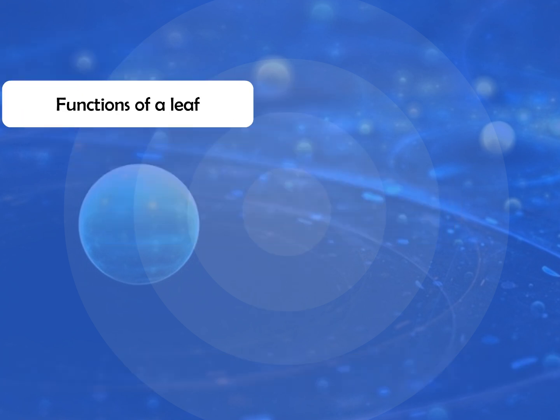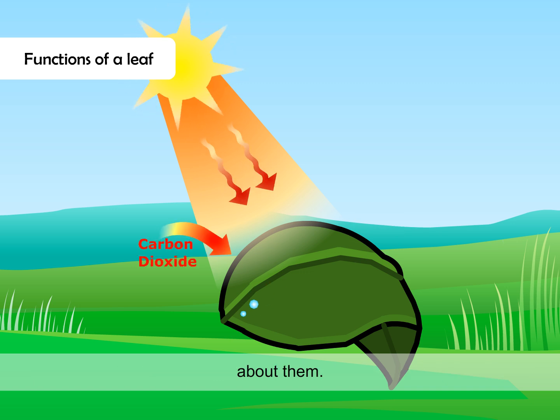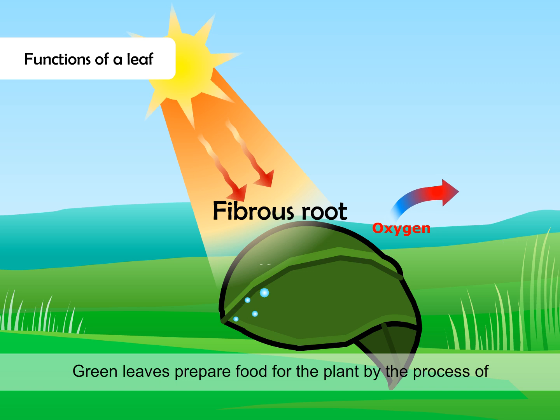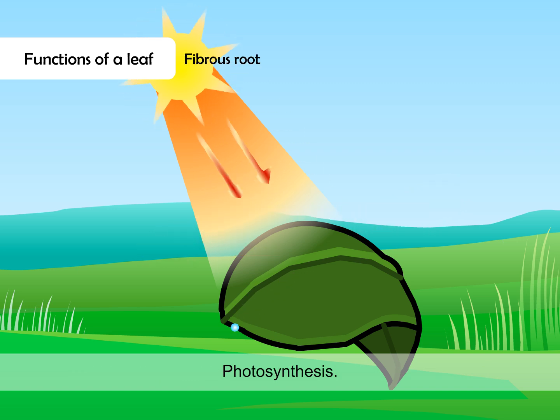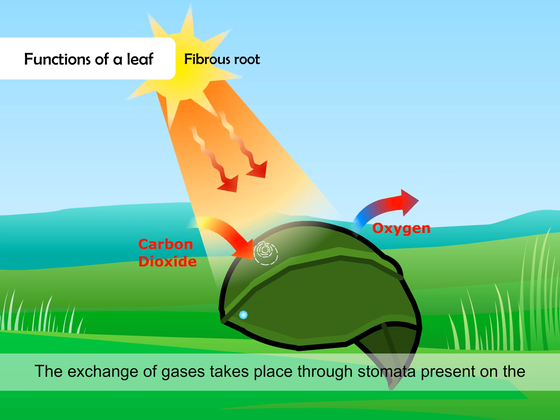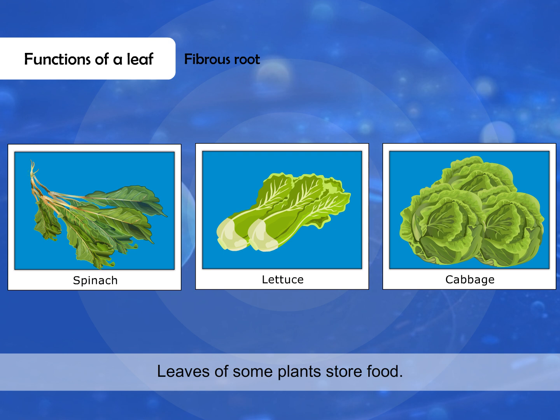Functions of a leaf. Leaves perform very important functions for the plants. Let us know about them. Green leaves prepare food for the plant by the process of photosynthesis. The exchange of gases takes place through stomata present on the surface of leaves. Leaves of some plants store food.